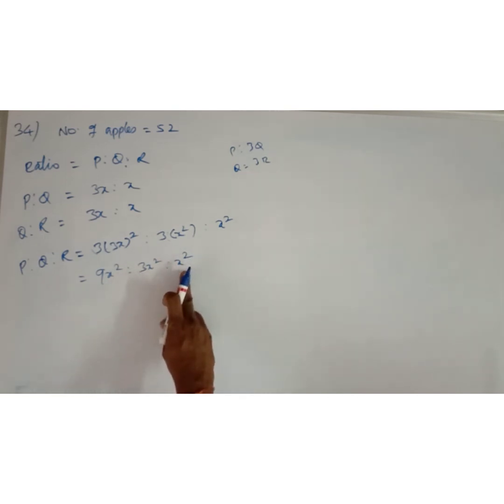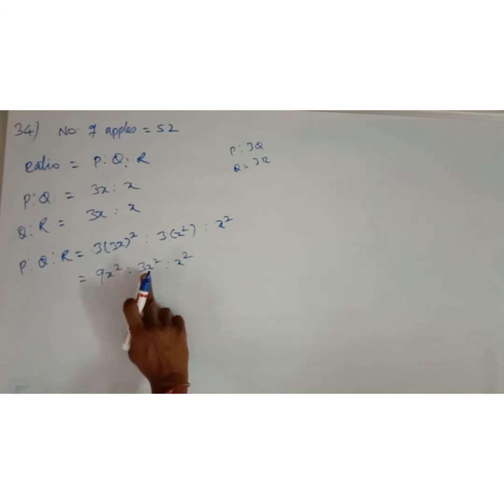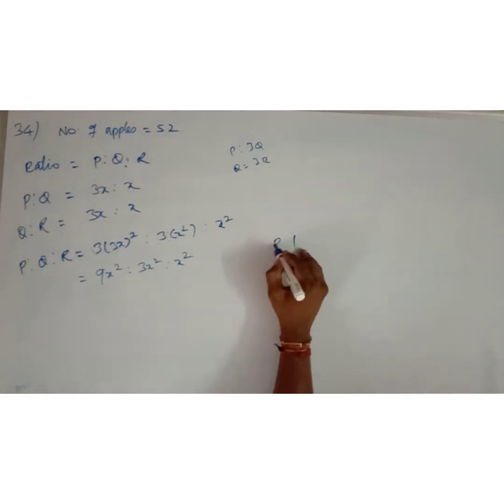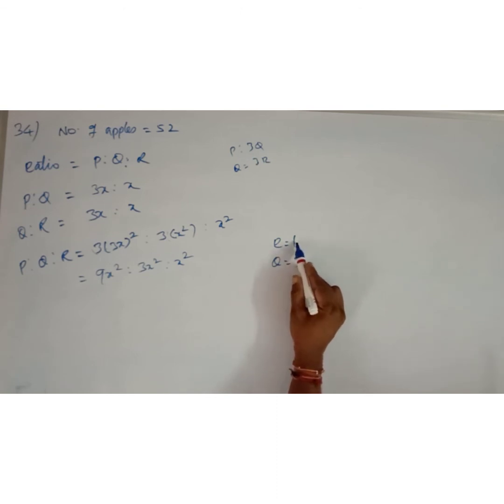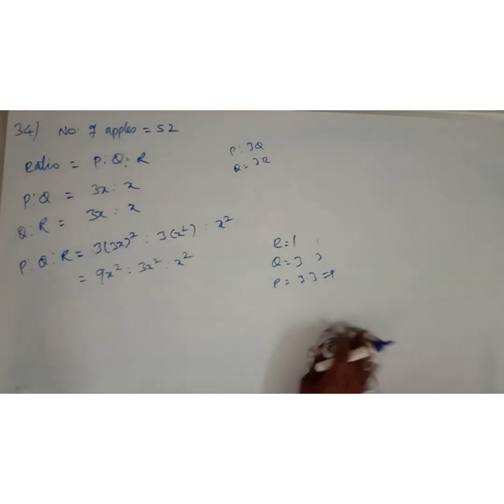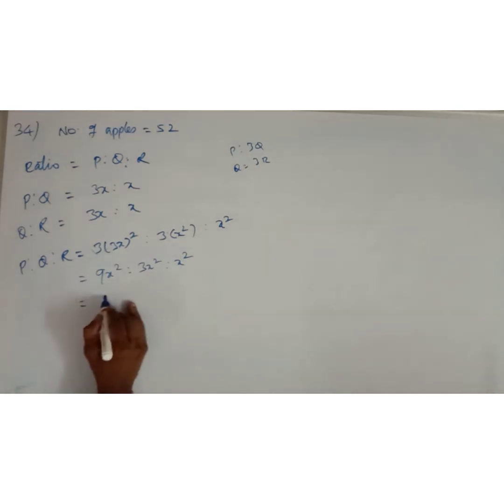That means if R is getting one part, then Q is going to get 3 parts. If one apple is got by R, then Q has to get 3 apples. That means Q is going to get 3 times of R, and P is going to get 3 into 3 times of R, that is 3 times of Q. Q is getting 3, so 3 threes are 9. That means 9, 3, 1. So the ratio is 9 is to 3 is to 1.